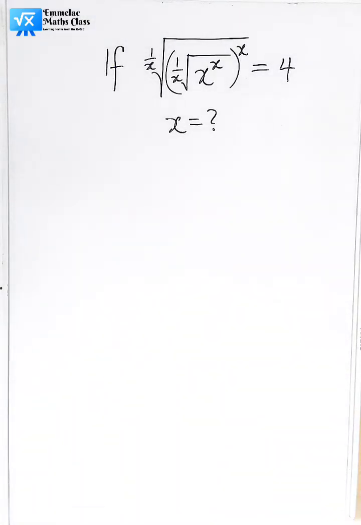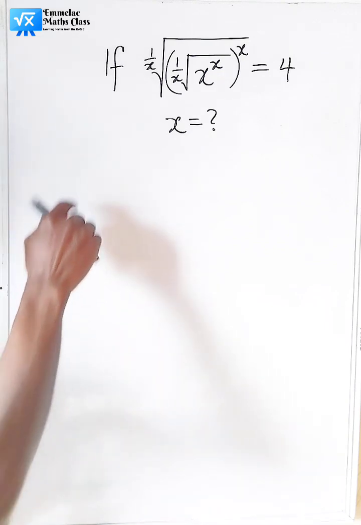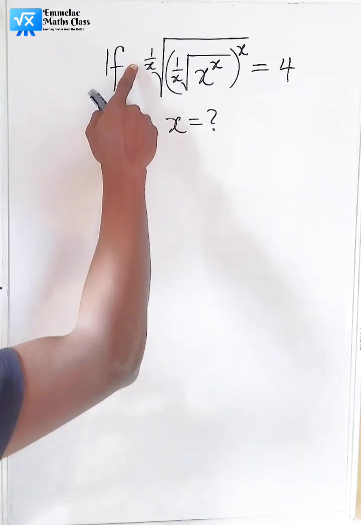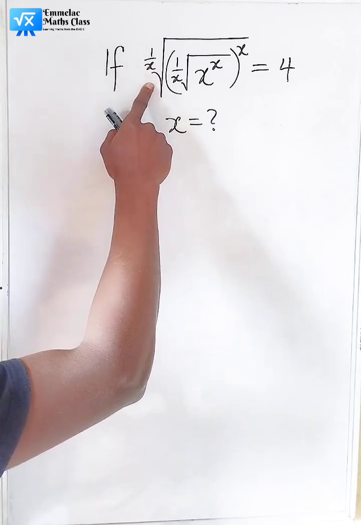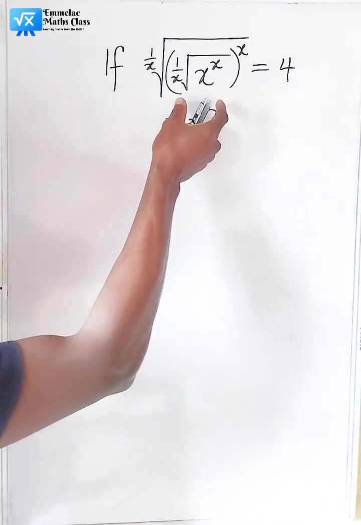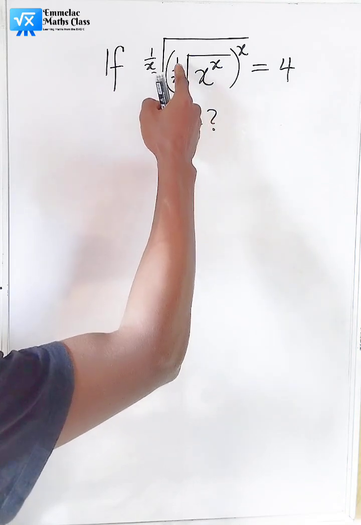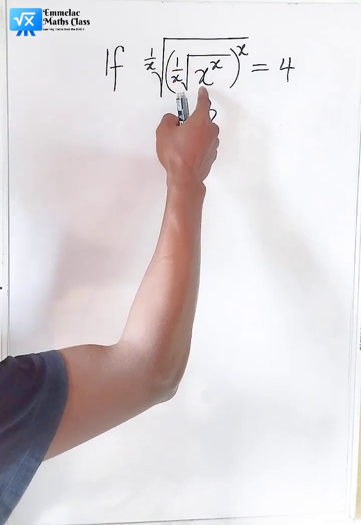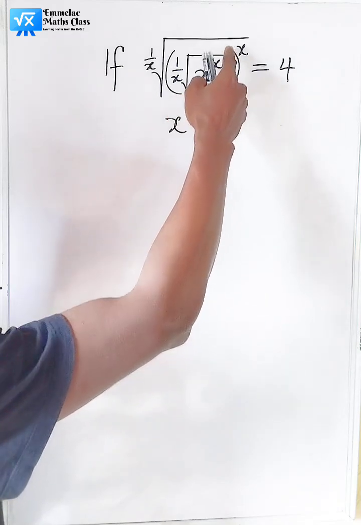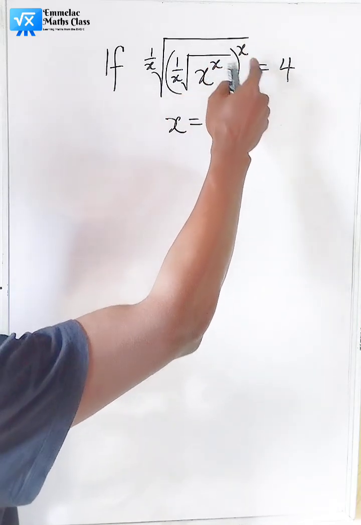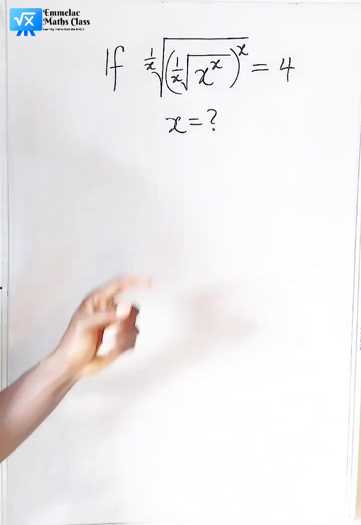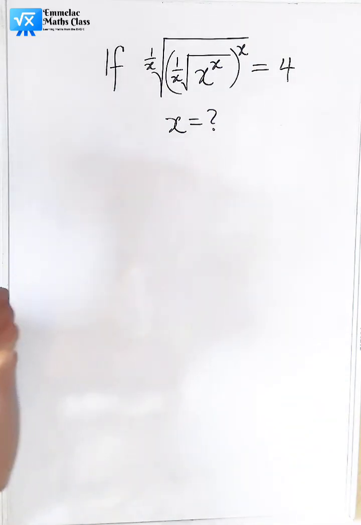Let us look at this exponential equation, and it says if the (1 over x)th root of x, in bracket, the (1 over x)th root of x raised to the power of x, all raised to the power of x equals 4. We are asked to find the value of x.